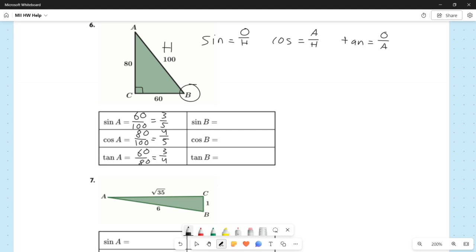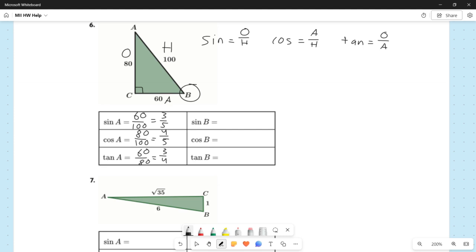But now that we're talking about angle B, my opposite and adjacent are going to flip. The side that is opposite B is 80, and I should be saying leg here. The leg that is adjacent to B is 60. So I've relabeled my triangle now because we're talking about angle B.